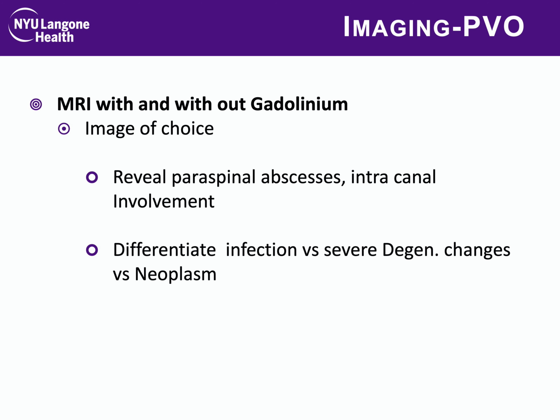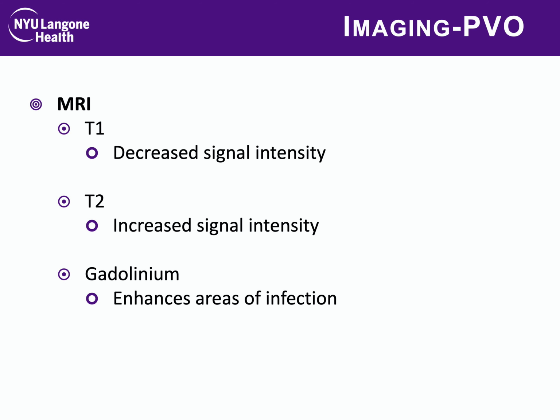So again, MRI is the imaging of choice. The contrast enhances the sensitivity. MRI helps identify paraspinal abscesses, intracanal involvement, and also differentiate infection versus severe degenerative changes versus malignancy. PVO will have decreased intensity on T1, increased signal intensity on T2, and the areas of infection enhanced with contrast.